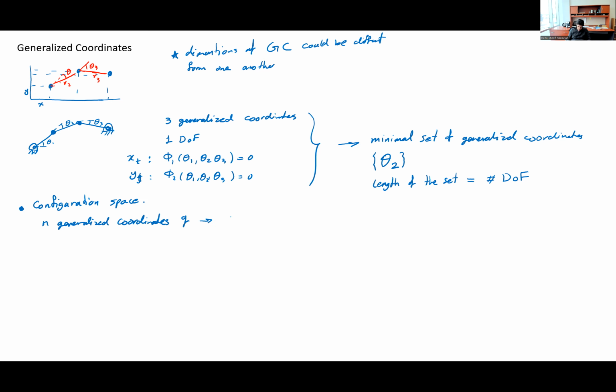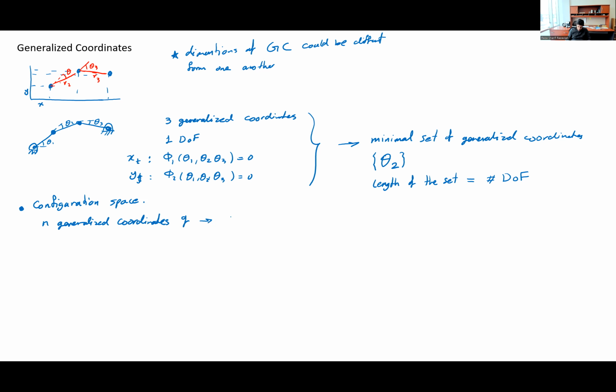So I can write them in a vector, and they reside in an n-dimensional space. This space is what we call the configuration space. So essentially, the configuration of my system is a point, an n-dimensional point shown by this vector in that n-dimensional space.